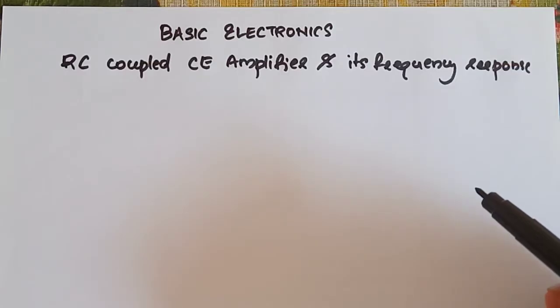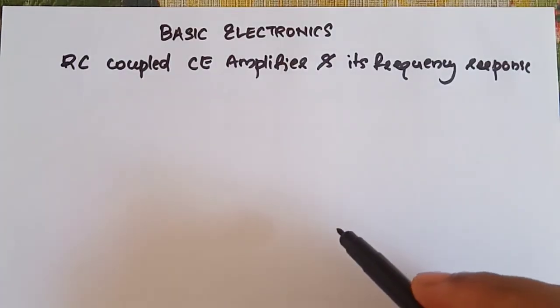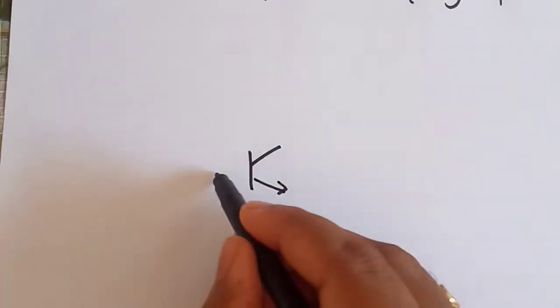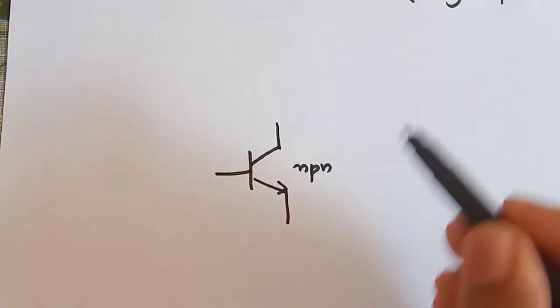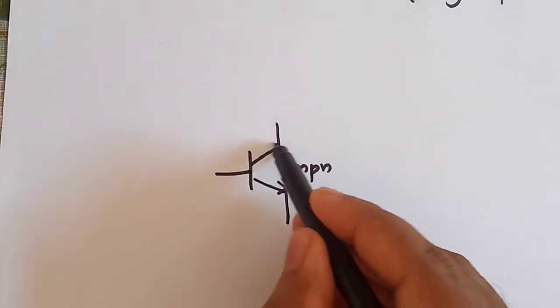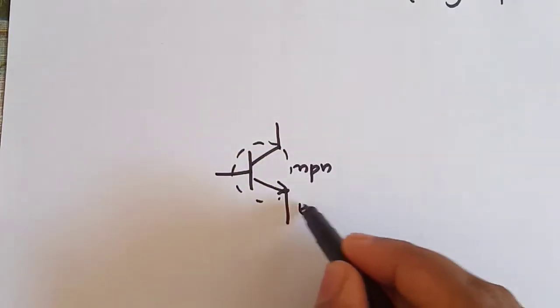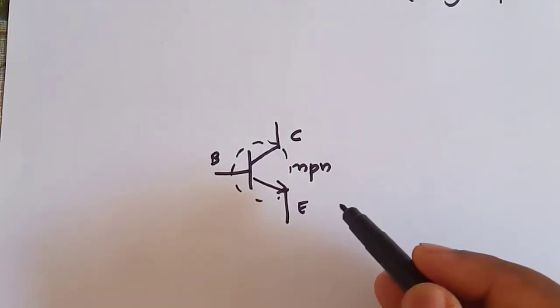That is, the emitter will be grounded, input will be given to the base, and output will be taken across the collector. So we will draw an NPN transistor. NPN transistor, with the emitter, base, collector.